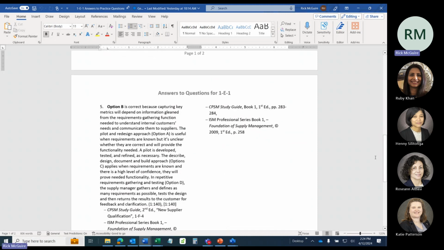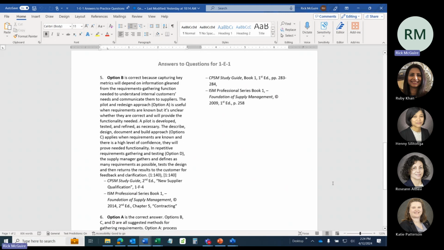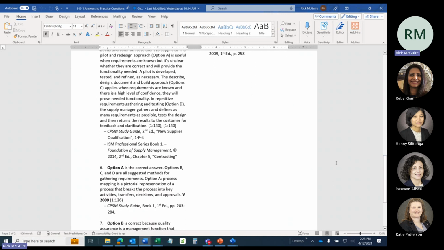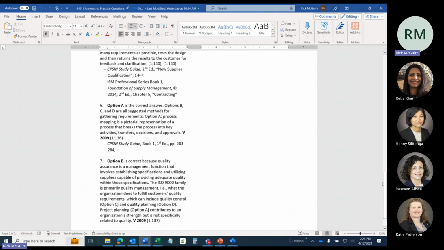5 is Bravo. Capturing key metrics will depend on information gleaned from the requirements gathering function needed to understand internal customers' needs. And 6 is Alpha. Options B, C, and D all are suggested methods for gathering requirements. Alpha is not. And 7 is Bravo. Quality assurance is a management function. So quality assurance is a management function that involves specifications and utilizing suppliers capable. Any questions?